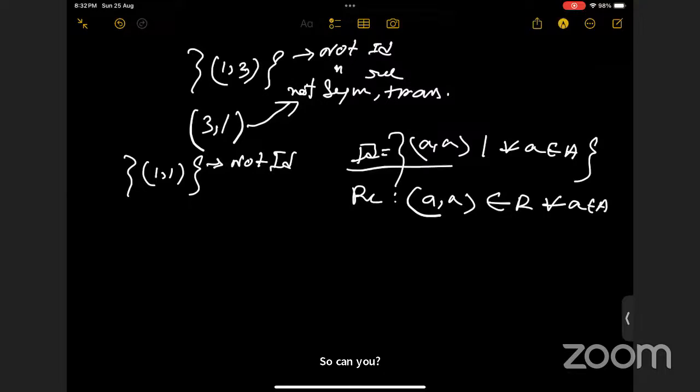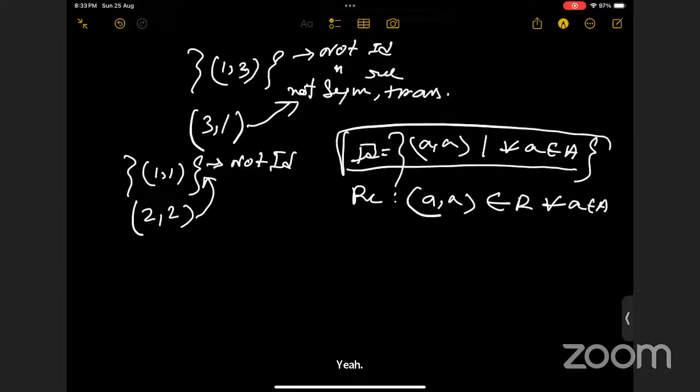Ma'am, why is it not identity? Because we don't have 2, right? So why do we need 2? It's enough now, 1 is there. No, 1 is itself. What is the definition for identity relationship? (a,a) for every a belongs to A.